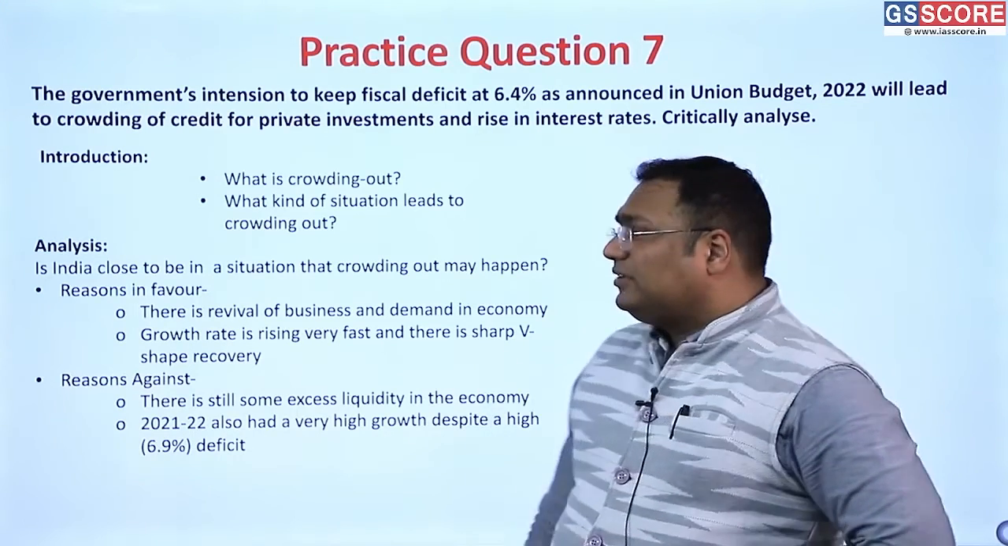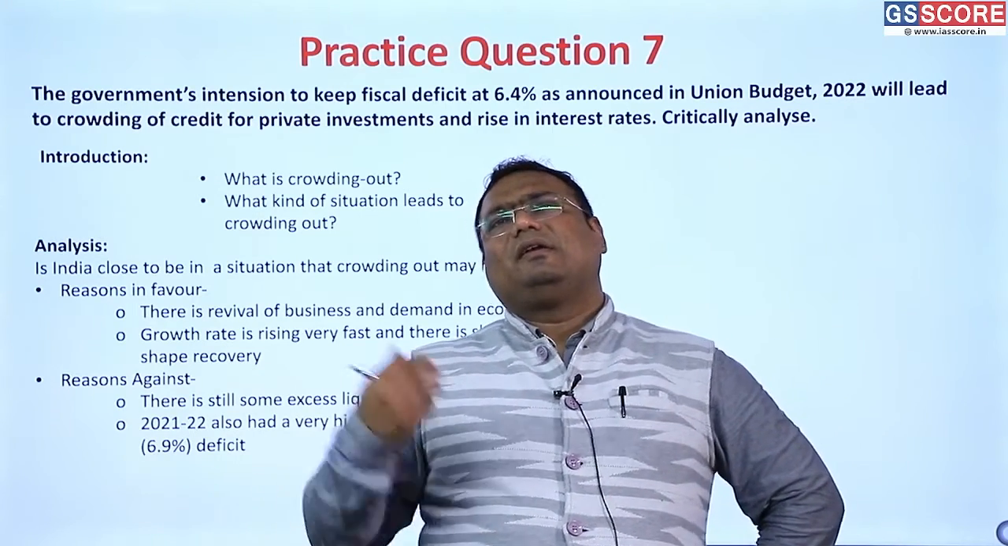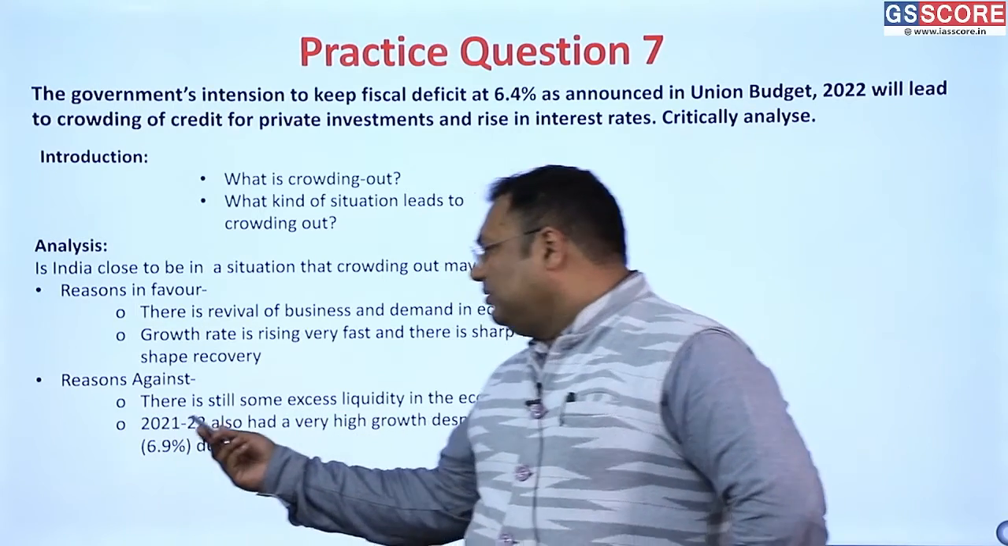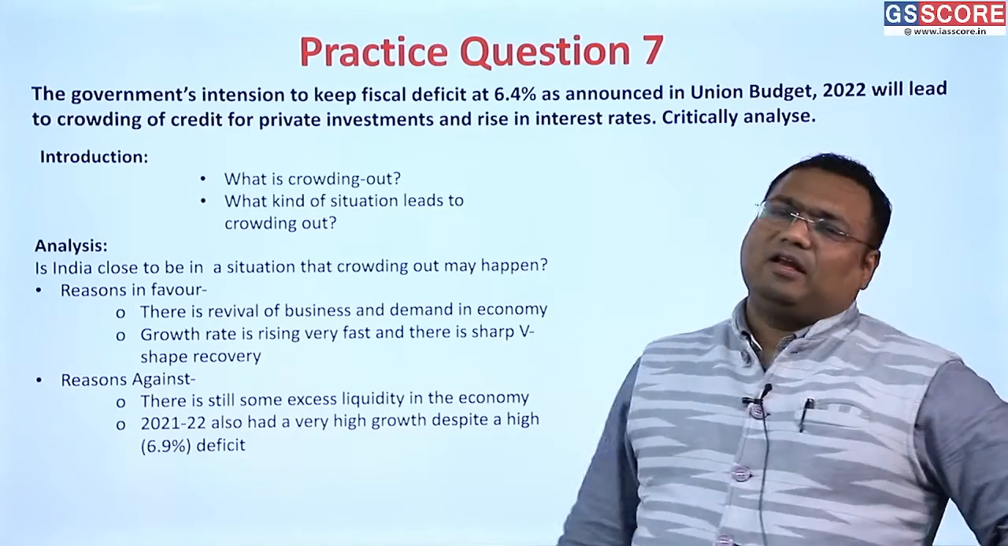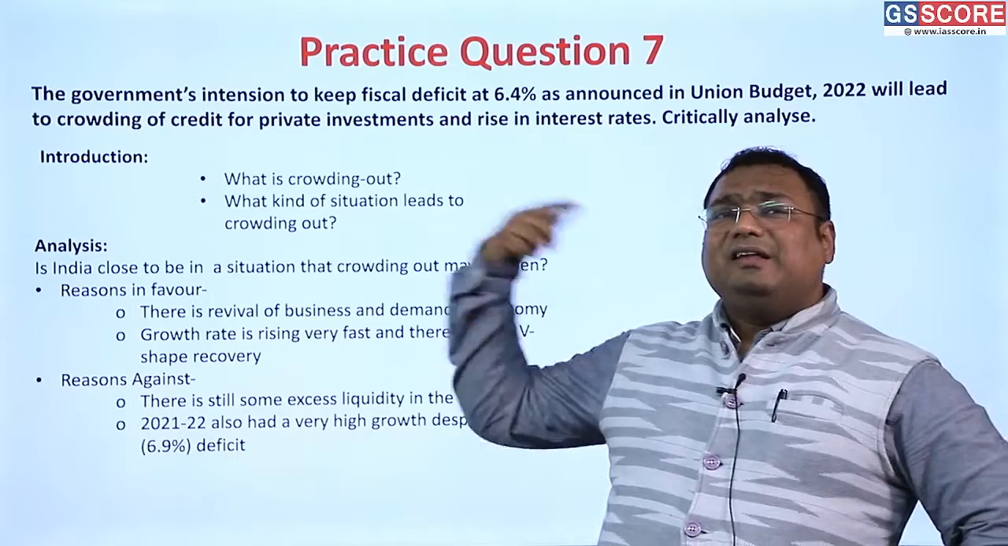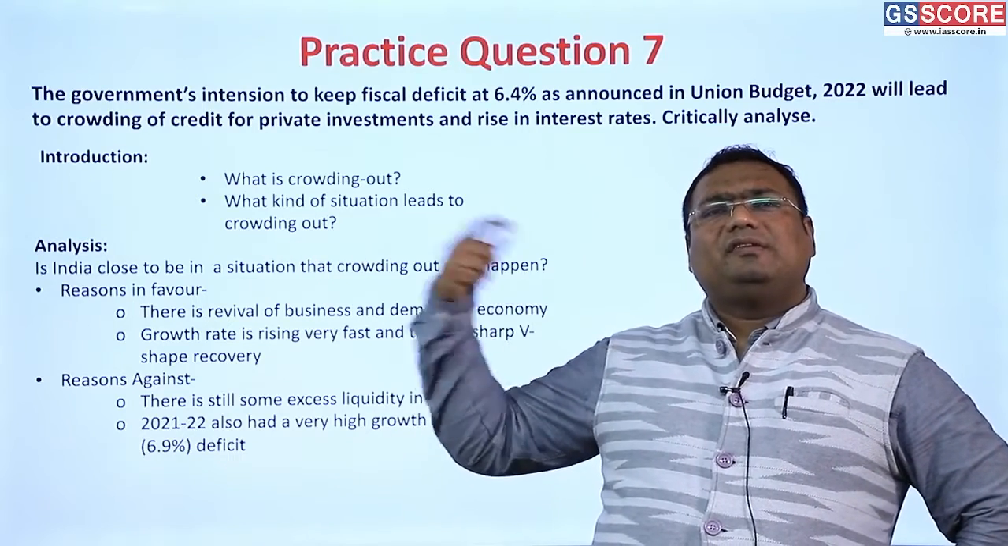And then what are the reasons against? Why do we think that crowding out may not happen? The biggest reason is that there is still excess liquidity in the economy. Still there is no such situation where increased demand for investment is exceeding the supply.